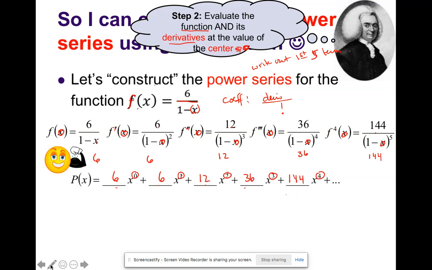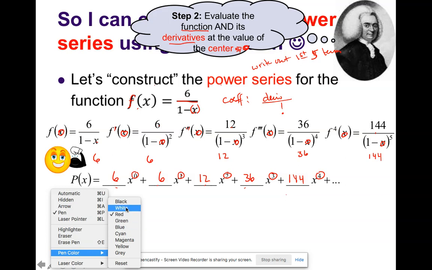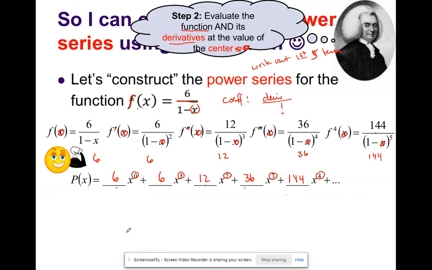You have to divide all of those by the appropriate factorial. Match the exponent. 0 factorial is 1. 1 factorial is 1. 2 factorial is 2. 3 factorial is 6. 4 factorial is 4 times 3 is 12, times 2, 24, right? That's how you get the coefficients.